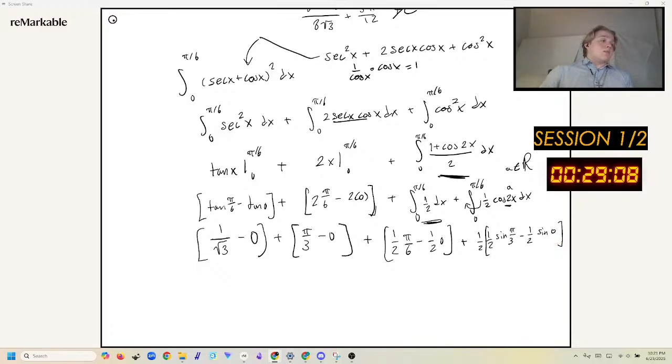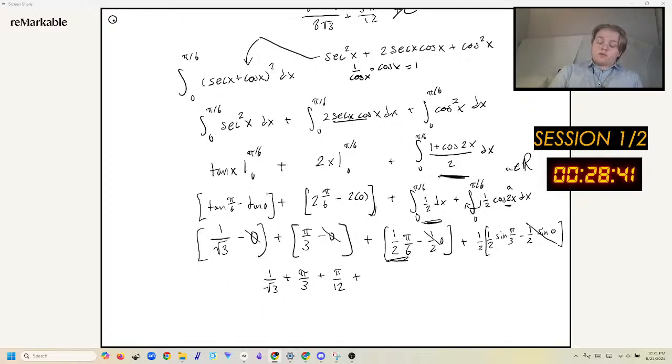Now, fairly sure, if I remember my trig right, the sine of 0 is 0, right? That is correct, so we can cross that out. Now we're also going to cross out the other 0 terms and bring them down. So we have 1 over square root 3 plus pi over 3 plus pi over 12 right here. That's from this term, plus 1/4 sine pi over 3.